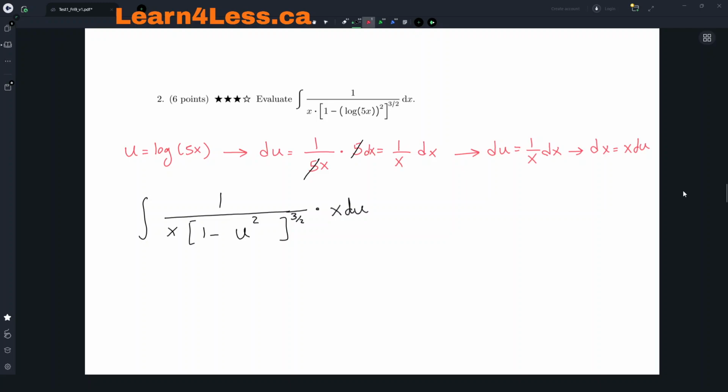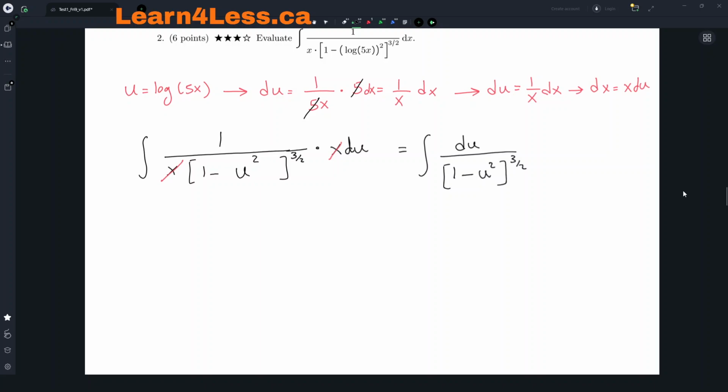This is a good substitution because it helps me to get rid of these x as well, and I have a little bit simpler integral. So now we have the integral of basically du over (1 minus u squared) to the power of 3 over 2. Right now I don't know what function this is the derivative of, so we need to apply other methods that we know for integrals.